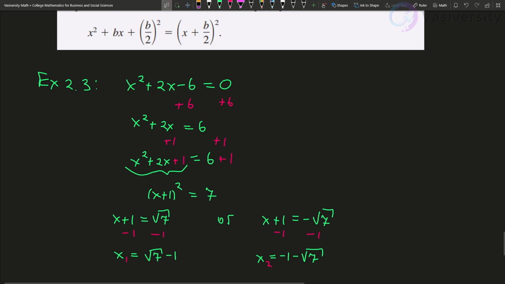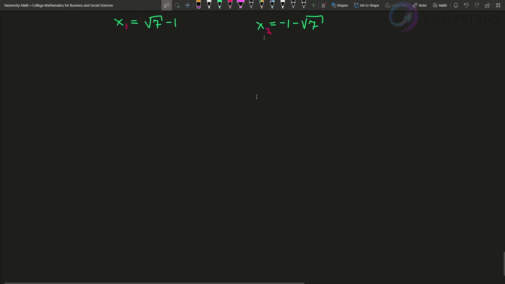Perfect. But that also makes us think, can we actually use this method to find a general solution for a quadratic equation? The answer would be yes. So let's think about the following. We're going to call this a quadratic equation.